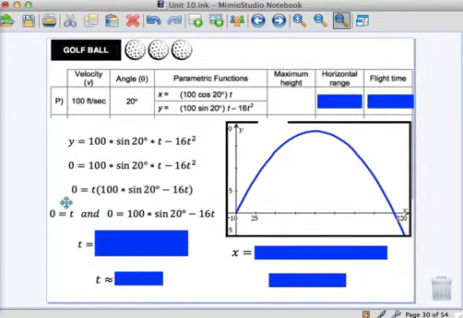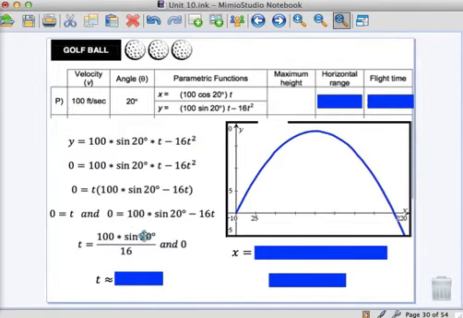Well, this part is easy. t can equal 0. Easy, easy, easy. But now I need to solve for this. I'm going to subtract 100 times sine 20 degrees, and then I need to divide by negative 16. Because I have two negatives, it gives me a positive. So then my t can equal this, and it can also equal 0. Well, when t is 0, my x is 0, so I don't care about this, but I am interested in this portion. Okay, I want to know what does all of this equal.